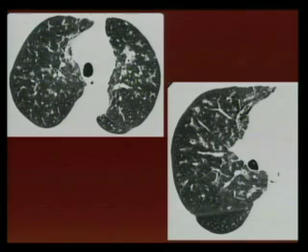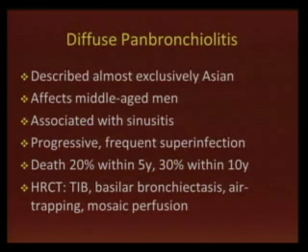and wall thickening. Another type of disease that is associated with small airway disease is diffuse panbronchiolitis. This is typically seen in Asian people, most commonly Japanese or Korean people. It is seen associated with sinusitis, and the patients are middle-aged, 40, 50, 55 years old. The problem is that the death rate is 20% within 5 years and 30% within 10 years.